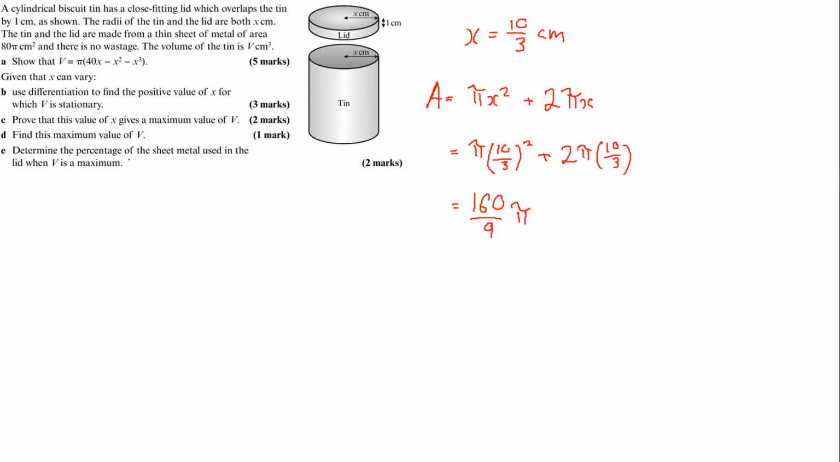Now we want to find the percentage of the sheet metal used compared to the whole sheet metal. We want this divided by 80 pi. They cancel. So you've got 16 on 9 times 8, which is 72. You divide both by 8. So you've got 2 on 9, or that's 0.2 recurring, 22%.